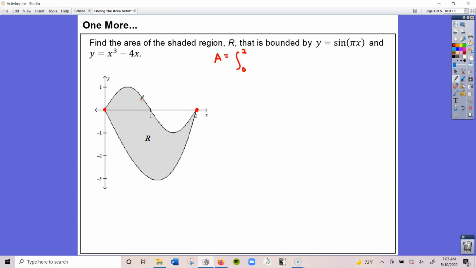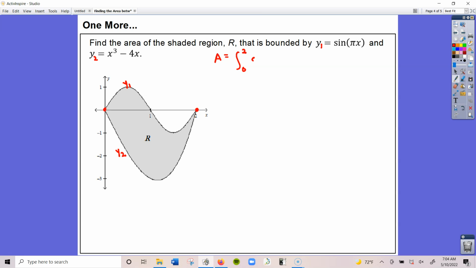Sine of pi x is a curve, or a wave. So basically, I already know that it's going to be this part here of my graph. This one I'll call y1. This top one is y1. That's sine of pi x. Then y equals x cubed minus 4x would be this one down here. So this is y2.